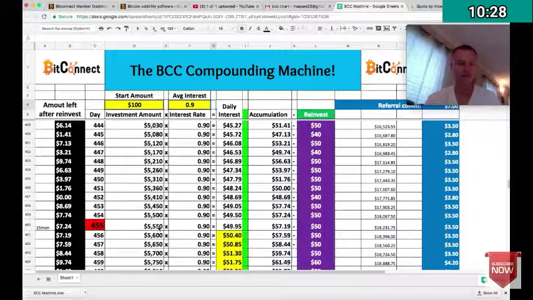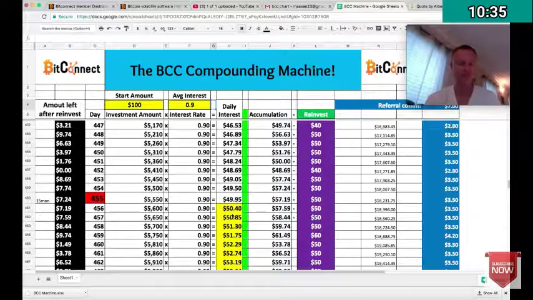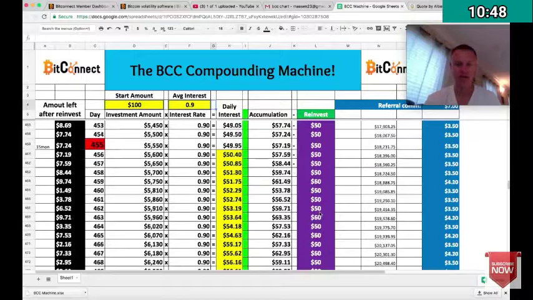We have over $5,000 invested now. It's paying out roughly $50 a day. I highlighted the yellow here. That's when we hit $50 a day. That's a good benchmark. $50 extra a day is a lot of money to be able to play with. But we're reinvesting that $50 every single day.